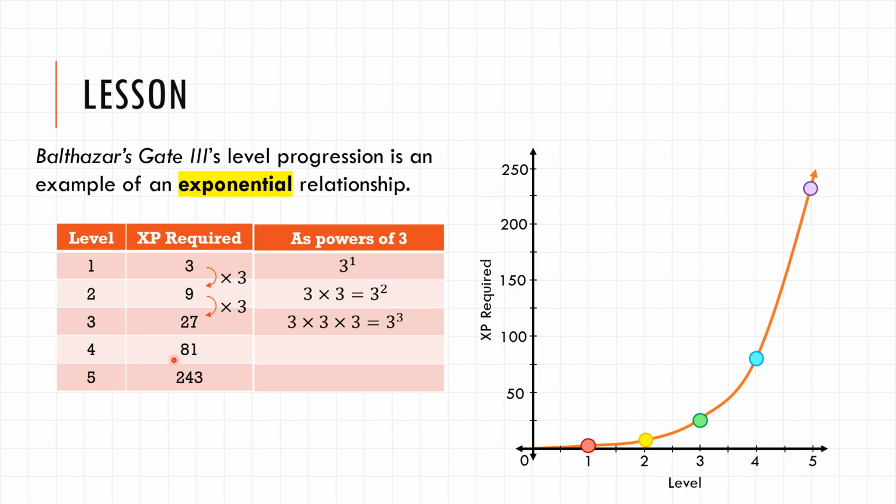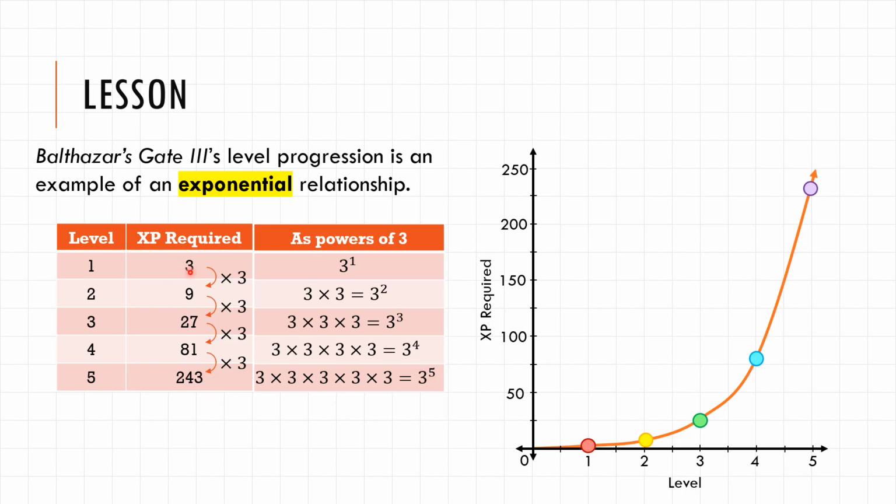How can I express 81 as a power of 3? Just recognizing that 27 times 3 would get us 81. So if I started at 3, 3 times 3 times 3 times 3, in other words, 3 times itself 4 times, gets us 81. To get 243, again, I can multiply by 3 once more. In other words, if I start at 3, 3 times 3 times 3 times 3 times 3, 3 multiplied by itself 5 times could get me 243.